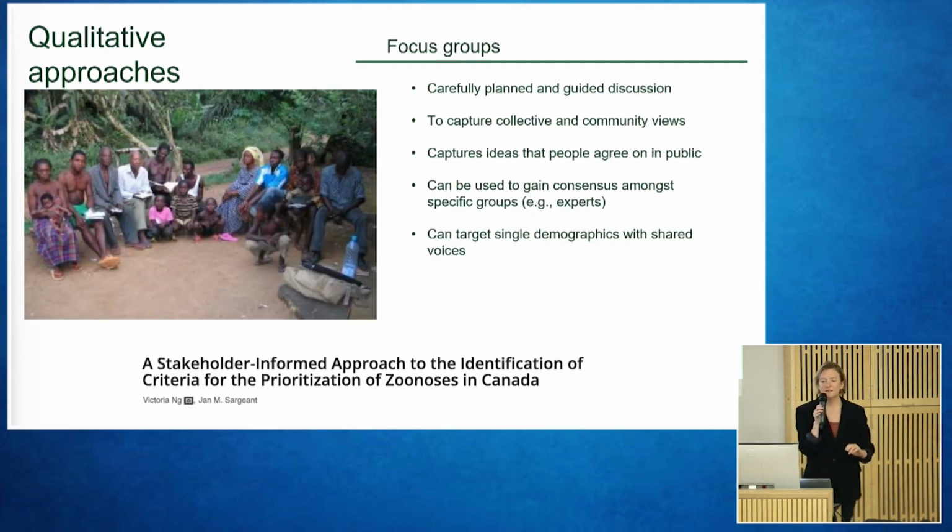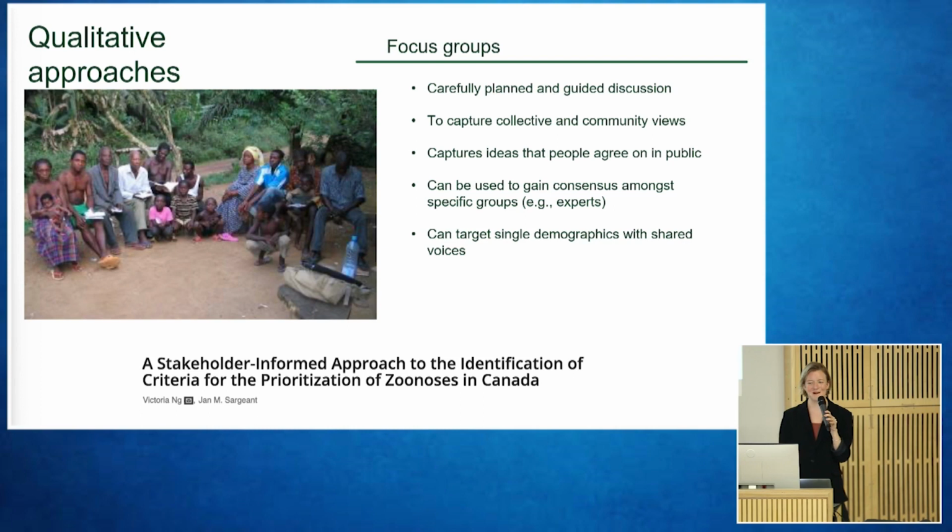The next qualitative approach is a focus group. So this is the community level. These are sort of like an aggregated interview. Many people are familiar with focus groups if you think about market research. Focus groups are really good to have carefully planned and guided discussions to capture collective and community views, capture ideas that people agree on in public.